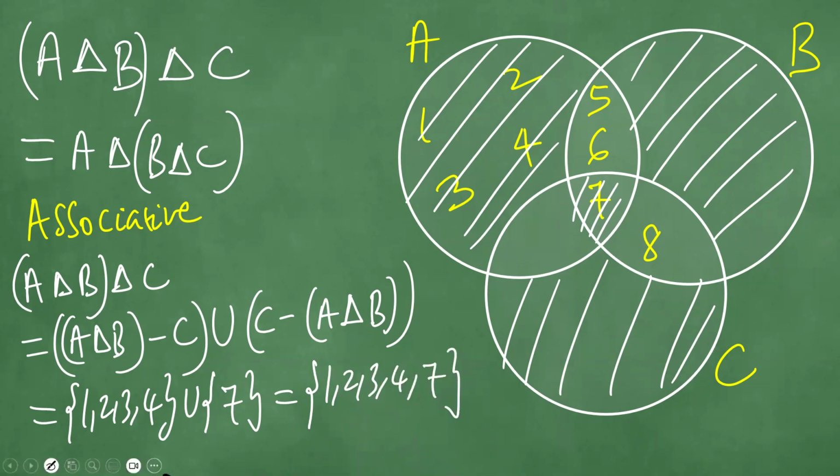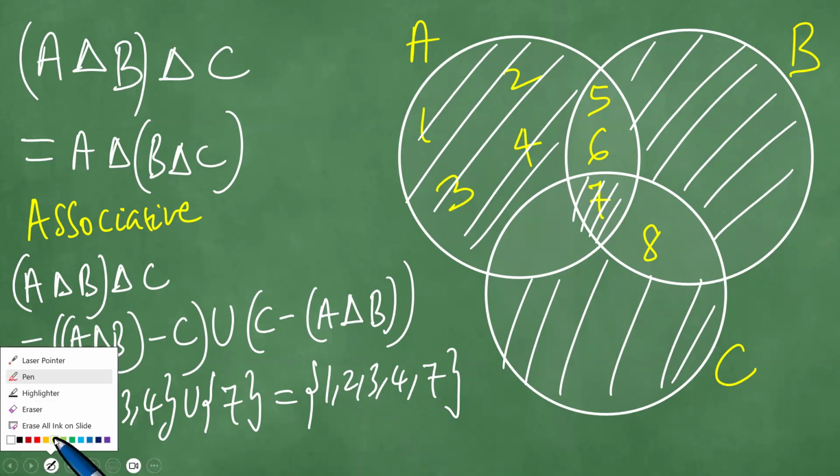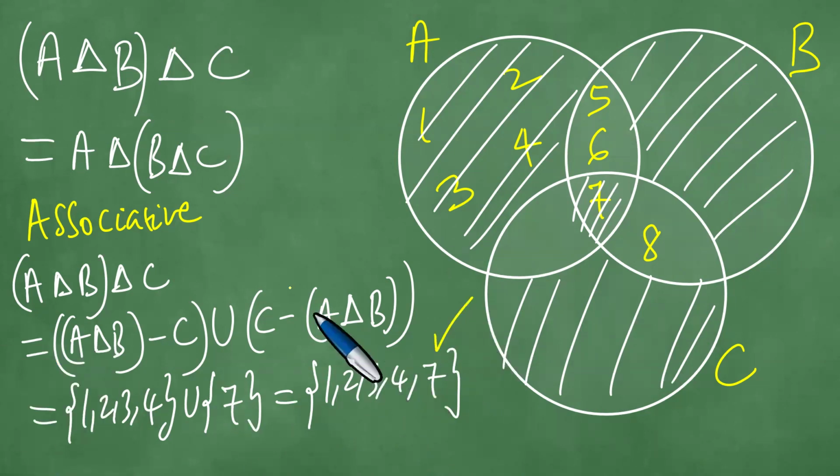Okay, so this means that the symmetric difference of A, B, and C is what? It is 1, 2, 3, 4, 7. Okay, so this is the symmetric difference of A, B, and C all together. Okay, so yeah, we're done with that.